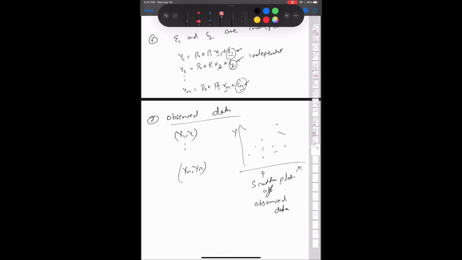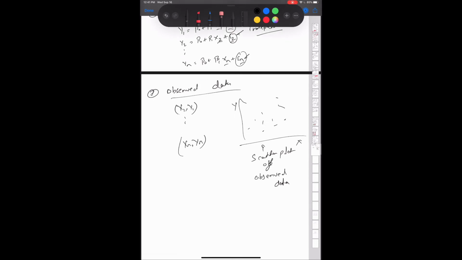Since epsilon 1 through epsilon n are independent, what is the covariance between epsilon 1 and epsilon 2? It's 0, right? Independence implies covariance 0. So this is because epsilon 1 and epsilon 2 are independent.